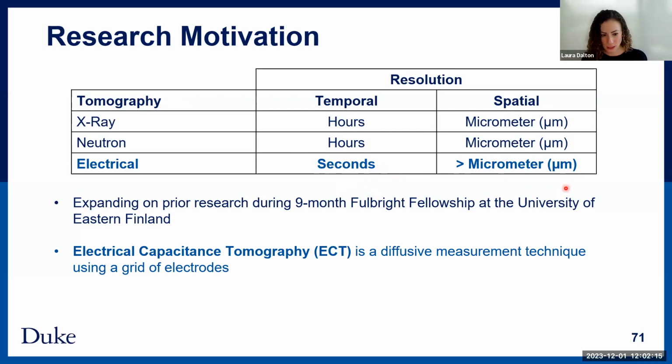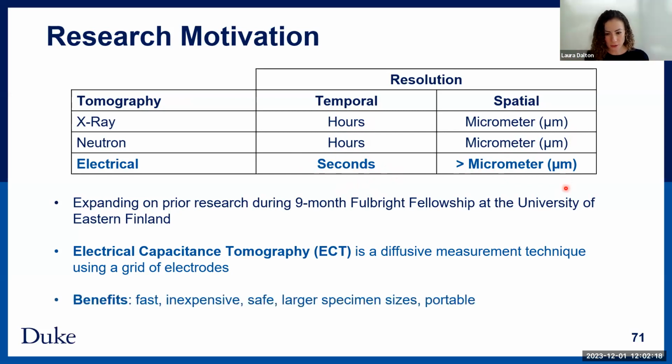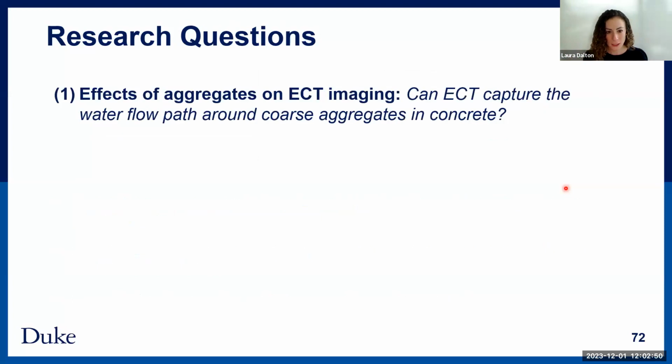It's a diffusive measurement technique where you have a grid of electrodes. And the other benefits of this method are, right, so fast, relatively inexpensive compared to other tomography systems, pretty safe because you're not dealing with radiation, and then much larger sample size. And in theory, this could be portable as this technology advances. So it'd be great to be able to take this out and actually study something out in the field and look at transport of, like, a cracked column, for example, something like that.